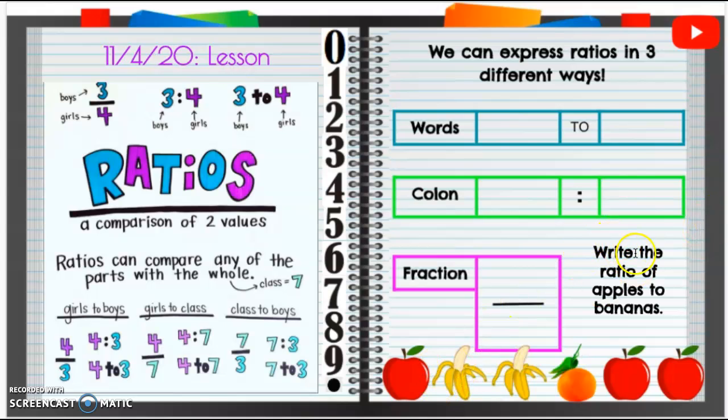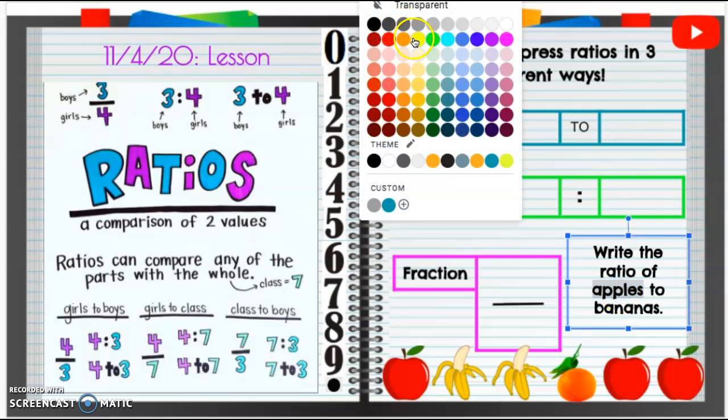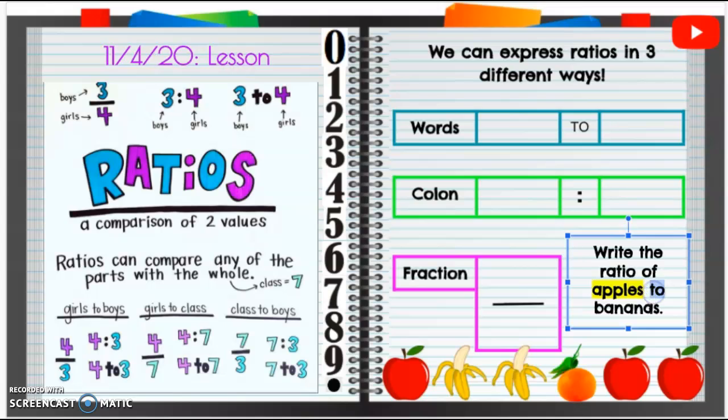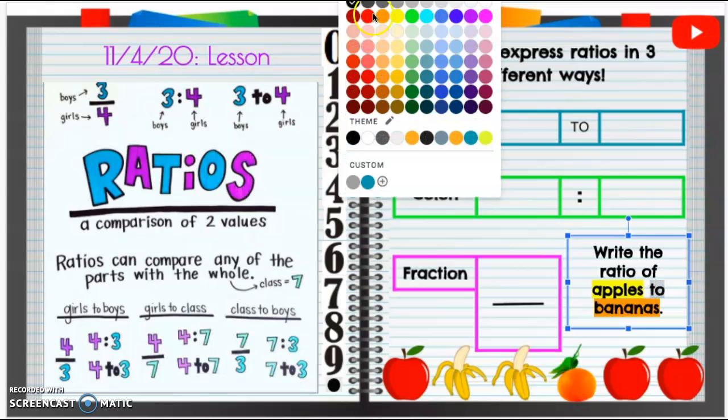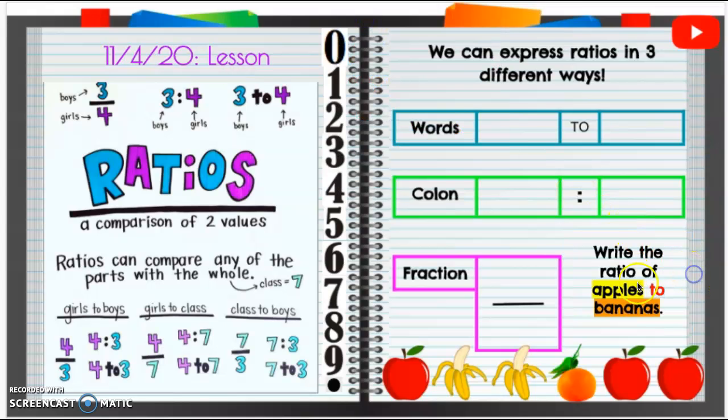All right, so write the ratio of apples to bananas. So apples, I'm going to highlight that. We have apples to bananas. Apples to bananas. I'm going to put that in red. All right, so apples first and then bananas. So the order does matter. Order does matter. So since the order matters, the apples is first.